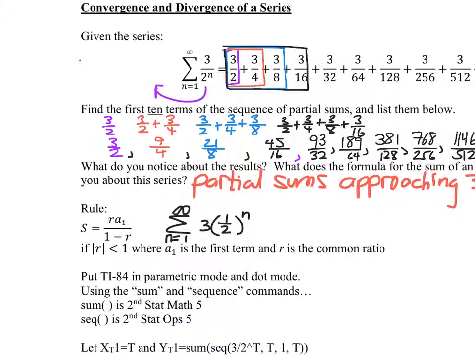Little algebraic skill. That's the same as 3 times 2 to the negative nth. That negative exponent tells you to take the reciprocal of the base. So I could make the negative exponent into a positive n by changing the 2 into a 1/2. So what that does is it gives me the a sub 1 value, because it's in the form that we need it to be in, so n equals 1.